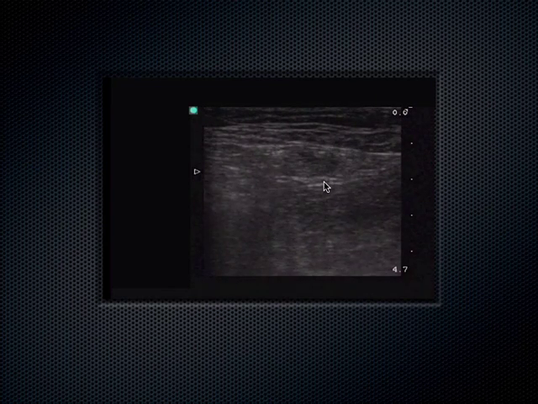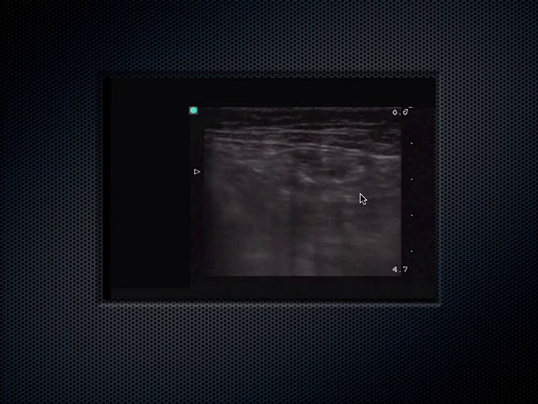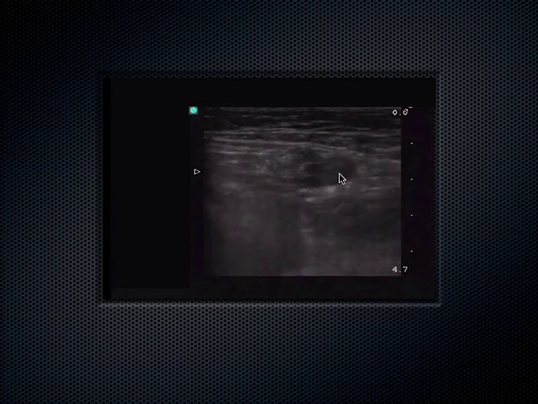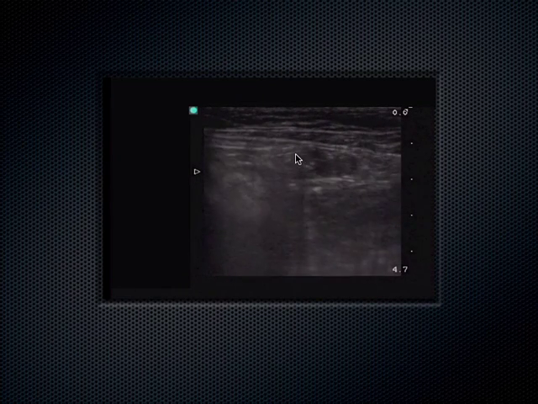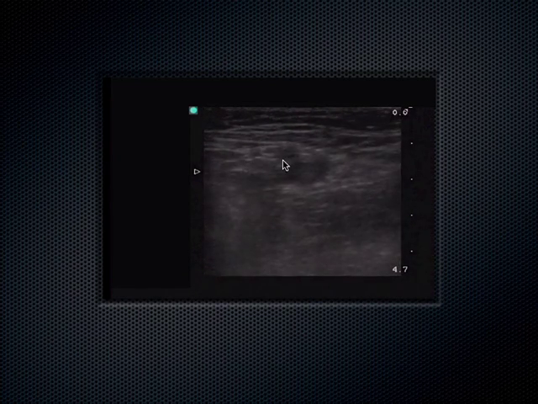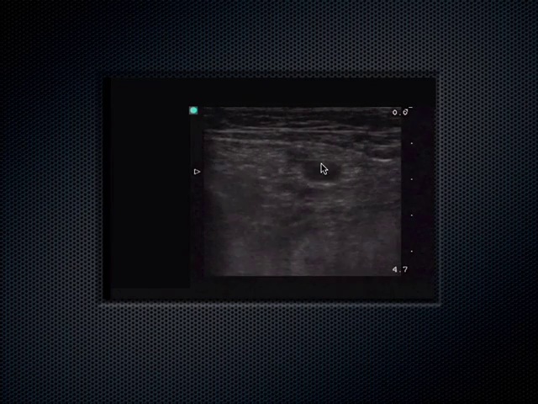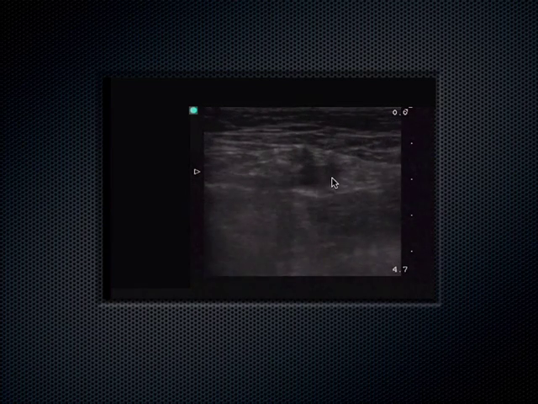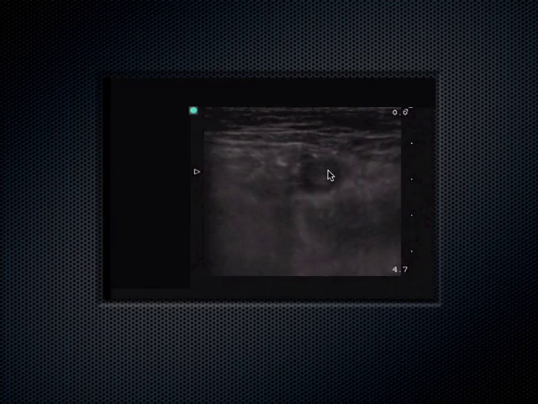Not compressible. So there's DVT where? Right leg. So this is the femoral artery up here. She's a little tiny thing. This is her femoral artery up here, and this is her femoral vein right here. And once in a while, boom, it's not compressible. Right there, it's not compressible.